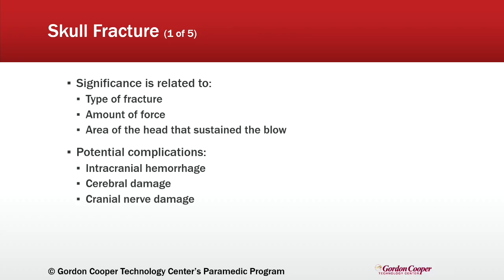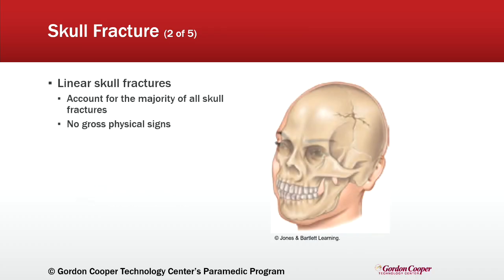The significance of a skull fracture is related to the type of fracture, the amount of force that was applied, and the area of the head that has sustained the fracture. Potential complications are going to include intracranial hemorrhages, cerebral damage, and cranial nerve damage. Linear skull fractures are also known as non-displaced skull fractures and make up the majority of the skull fractures that we see. Most of these fractures happen in the temporal parietal region of the skull, and they don't have any obvious physical signs that they're there.